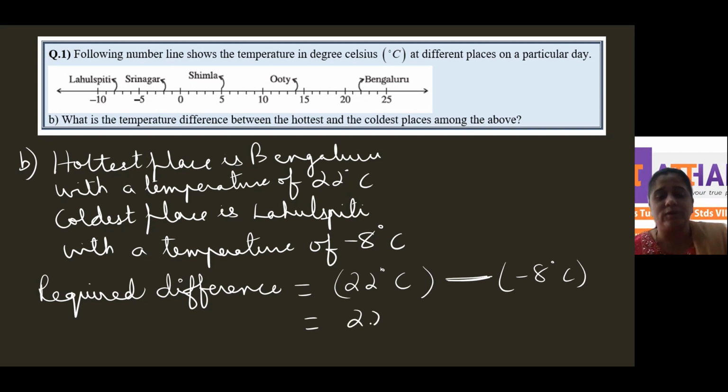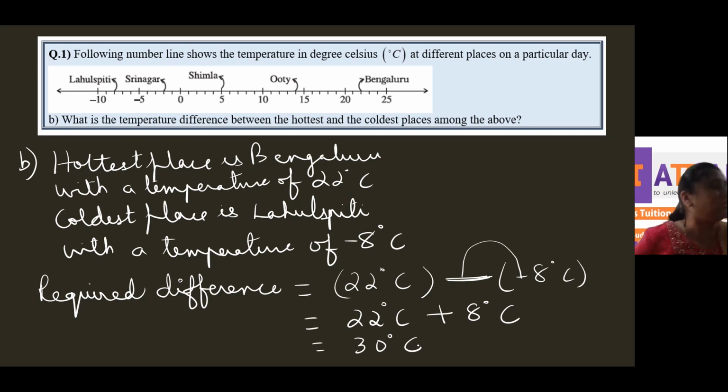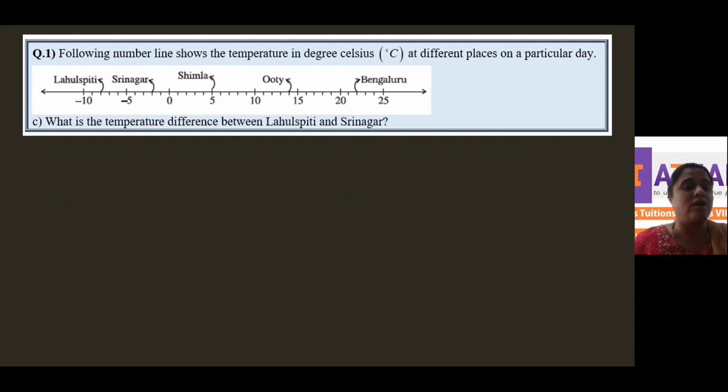So this is equal to 22 degrees Celsius, minus into minus is plus 8 degrees Celsius. So the difference is 30 degrees Celsius. Is it understood, children? Anirudh? Yeah.